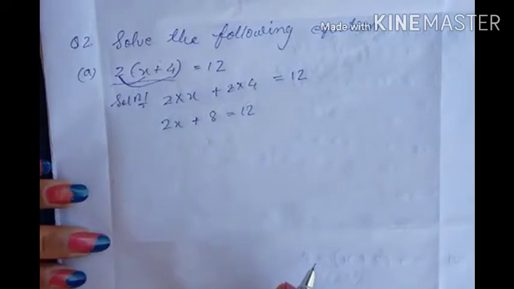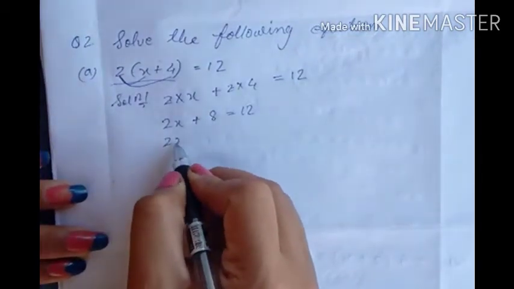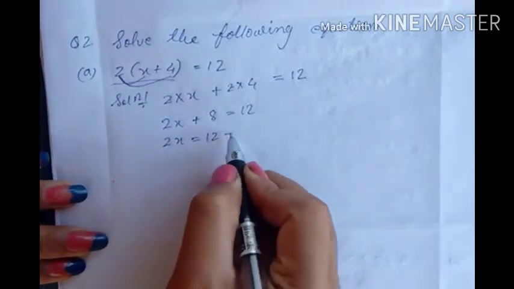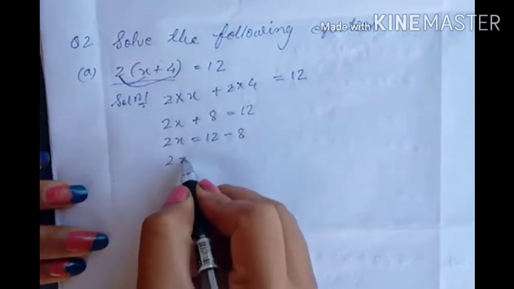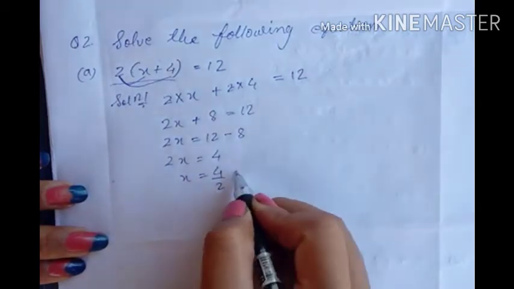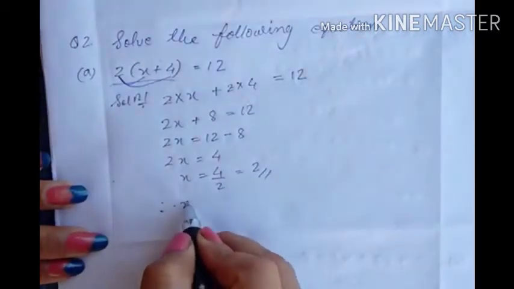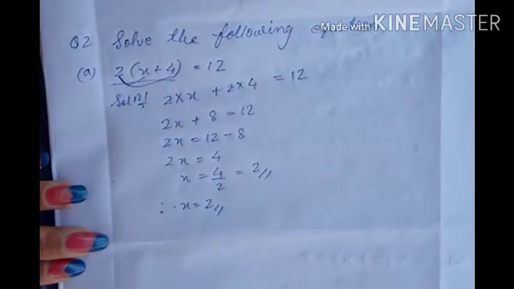Meaning the previous question which we have already solved. So what will you do? You will transpose the constants one by one. So this will become minus 8. So 2x equal to 4. Now x equal to 4 divided by 2. How much will you get? 2. So what is the value of x? We got 2. So therefore x equal to how much? We got 2. So this is your answer.